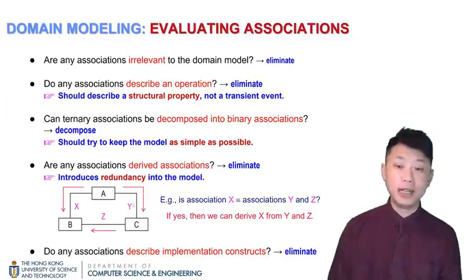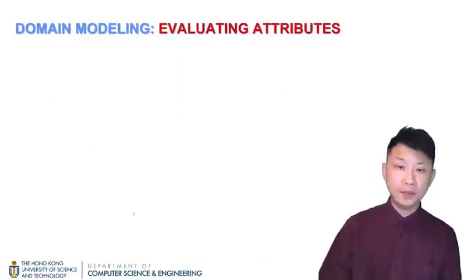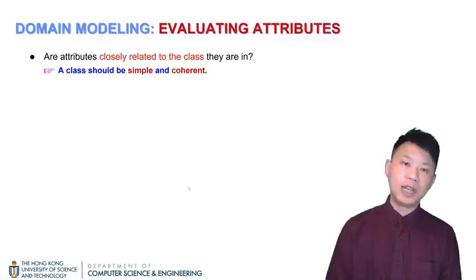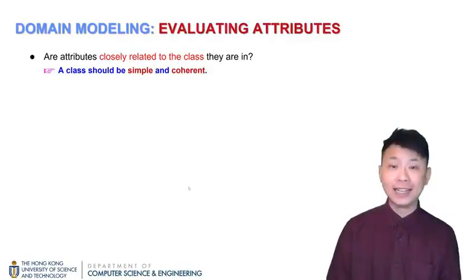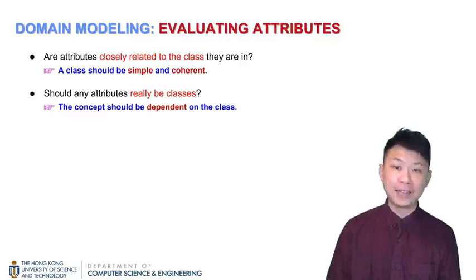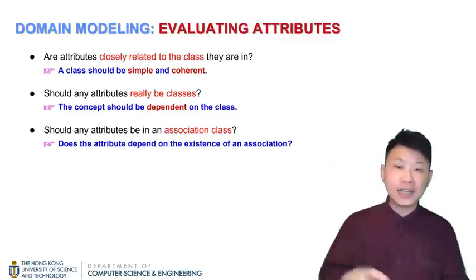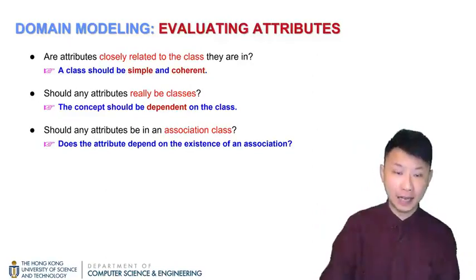And again, if some of the associations describe implementation constructs, you may eliminate them. For attributes, you double check whether those attributes are closely related to a class or an object within your class diagram, because a class should be simple and coherent. If the attributes are not related to a class, then you may eliminate them. If some of the attributes should be classes, then you make them classes. If some of the attributes should be in an association class, then you should create an association class and put those attributes within that association class.